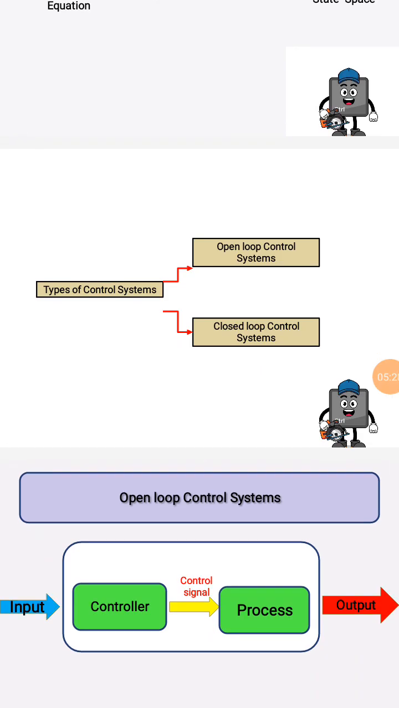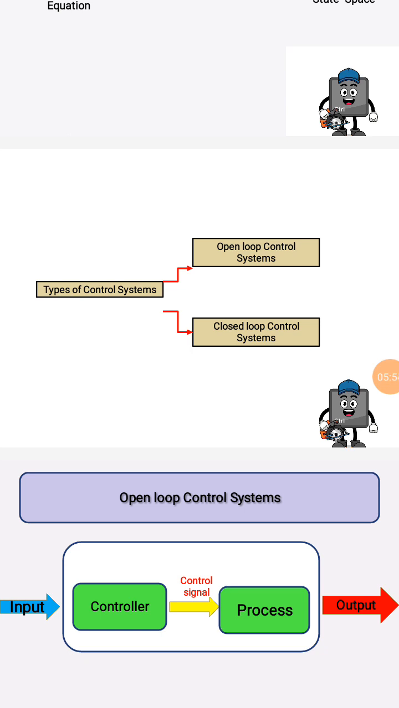Here I will explain the open loop control system with the block diagram. As I told earlier, the input may not be given directly to the process. The input is given to the controller, which generates the control signal. That control signal is given to the process system, which executes it and provides the desired output.